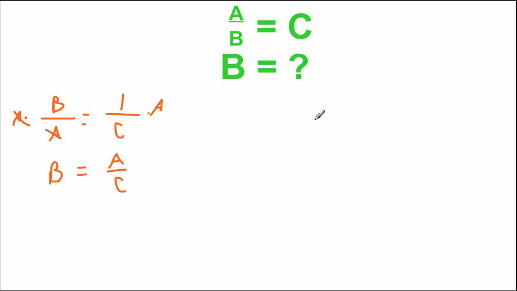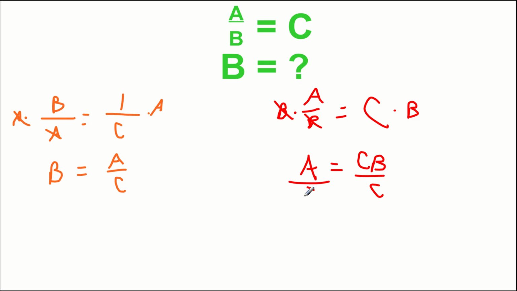The other option, if I've got A over B equals C, I can multiply both sides by B first. Cancels the B's. So I got A equals CB. Then I'm trying to get B by itself, so I divide by C. And you can see I got the exact same thing, which, if you do an equation correctly, you should get the same thing every time. This is easier.